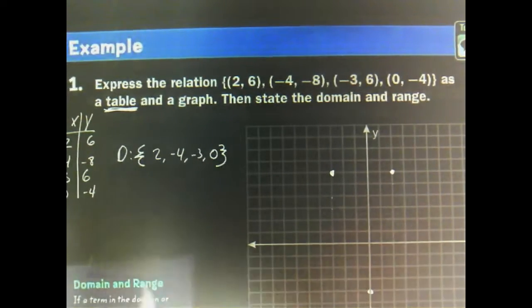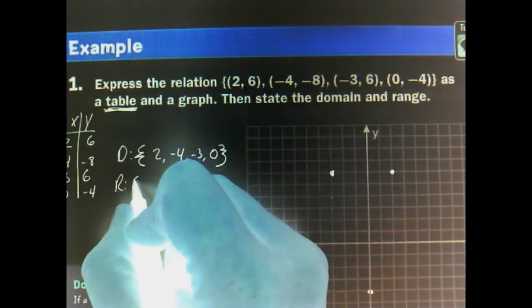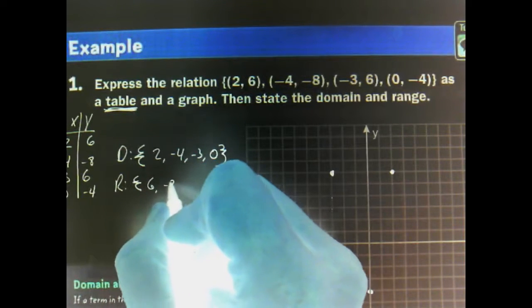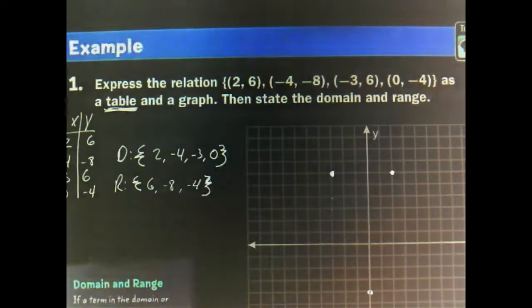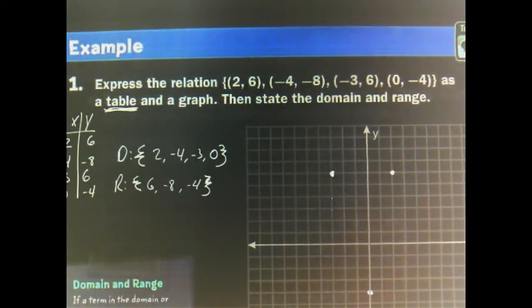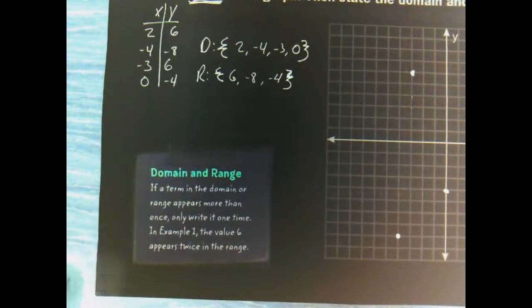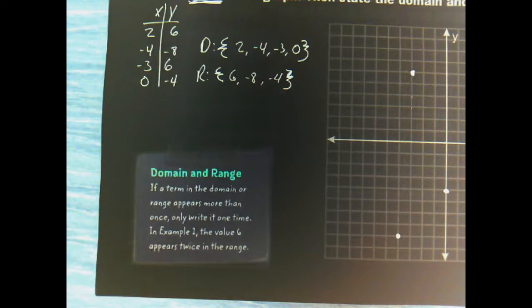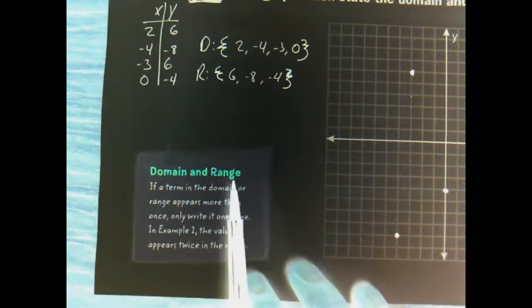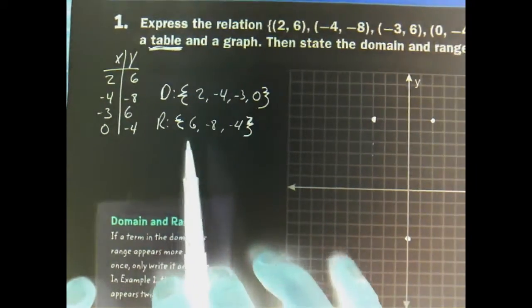We do the same thing with the range. Capital R for the range. Brace, 6, -8, and -4. Now it's very important that when we talk about the domain and range, we don't need to put any repeats in there. So the domain are all the x values minus any repeats. Okay. Down here, our little sticky note to give us some advice. It says if the term in the domain or range appears more than once, only write it one time. And that's exactly what I was talking about with the repeats. In example 1, the value 6 appears twice in the range. So that's why we only need to write it one time. So we want to write everything in all the x's with no repeats, all the y's with no repeats.